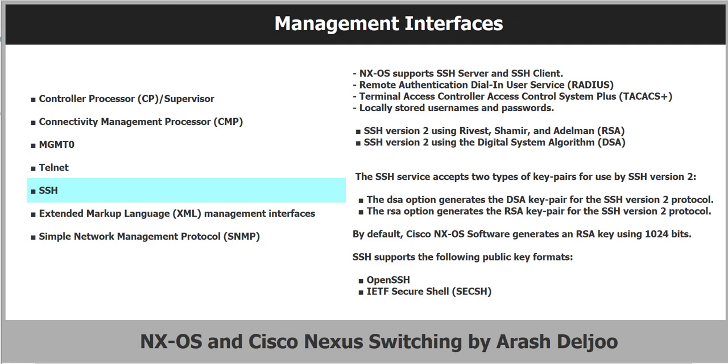The SSH server in Cisco NX-OS software can interoperate with publicly and commercially available SSH clients. The user authentication mechanisms supported for SSH are Remote Authentication Dial-In User Service or RADIUS, and Terminal Access Controller Access Control System Plus or TACACS+, and the use of locally stored username and password. In this video, I am going to show you the locally stored username and password method of authentication.